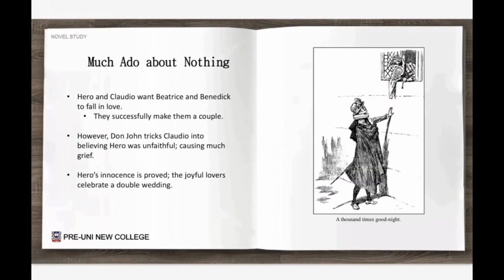The next story, Much Ado About Nothing, starts off with lovers Hero and Claudio who wish for Beatrice and Benedict to get together. They successfully do so and soon plan their wedding. However, Don John, a bitter man, tricks Claudio into believing that Hero was unfaithful, causing Hero to fake her death. Fortunately, Hero's innocence is eventually proved, and Hero was able to return to her lover.